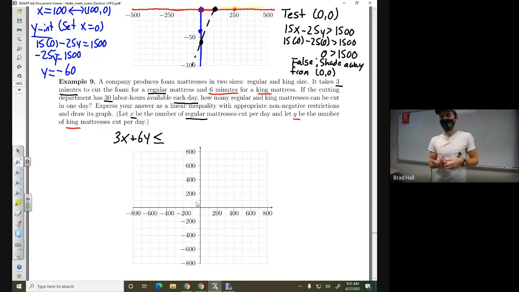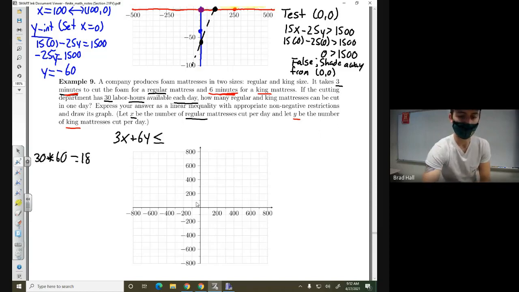But I am not going to put 30 next. Why is that? It's in minutes. That was a sneaky detail that definitely tripped me up the first time I saw it. This is in hours, but they gave us 3 and 6 in minutes. So we need to convert the 30 hours to minutes. To convert from hours to minutes, you multiply 30 by 60. I think that's 1800. So that is our inequality.